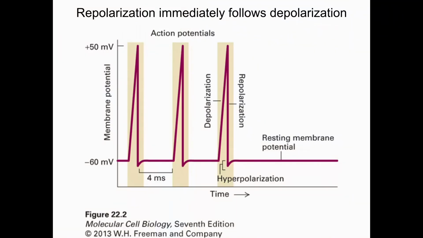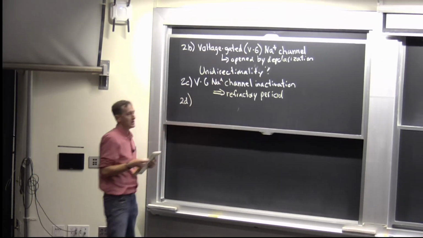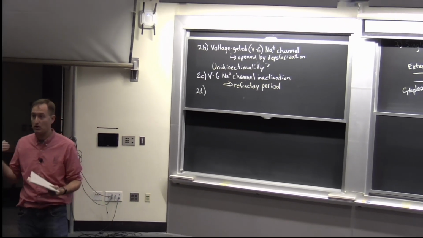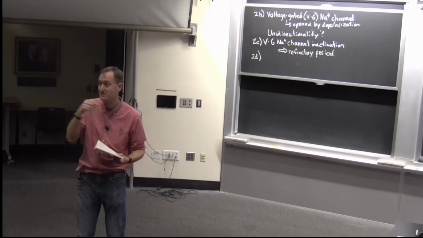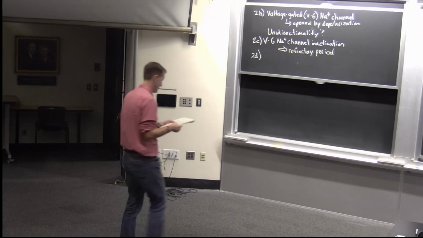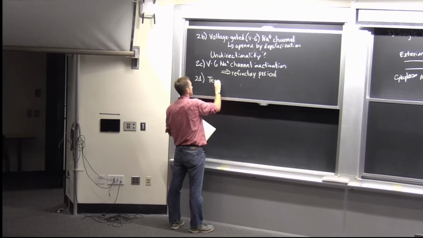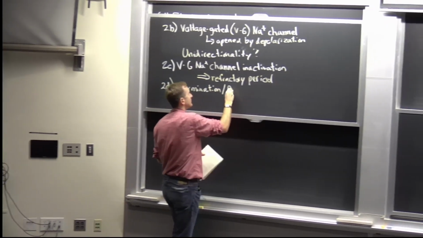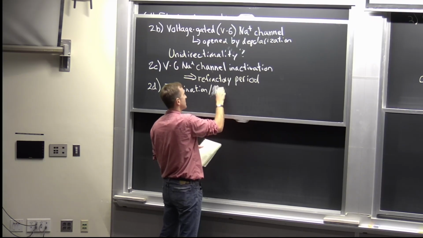Okay, now if you look at these action potentials in the cell, you see that they happen, but you don't just depolarize and stay depolarized. The cell depolarizes and then repolarizes very rapidly. Okay, so there's an oscillation. Okay, so there has to be some way to terminate the action potential. So there's a termination or repolarization of the cell.